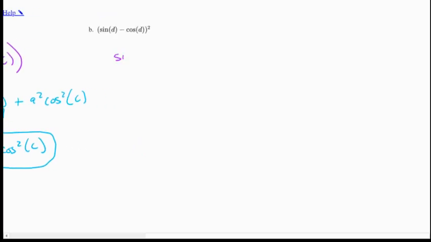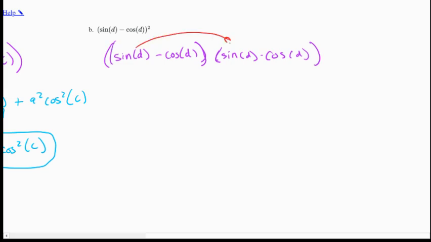I'm going to rewrite. So I have sine of d minus cosine of d times itself, so another sine of d minus cosine of d. And so when I multiply these, first sine times sine is sine squared.